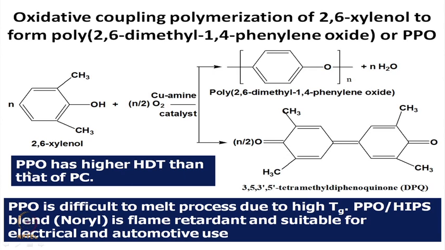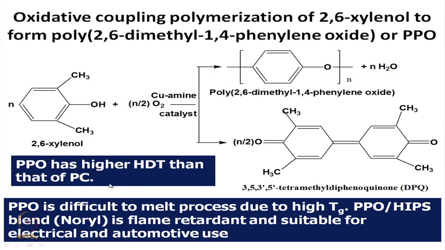Now, polyphenylene oxide shows higher heat distortion temperature than that of polycarbonate. So, here is a difference between polyphenylene oxide and polycarbonate. Polycarbonate contains one carbonate group after a phenyl ring, but here it is only oxygen, and because of the short distance between the two phenyl rings, that means only one oxygen atom is present between two phenyl rings, the rigidity of the polymer is high. That is why the heat distortion temperature is higher than that of polycarbonate.